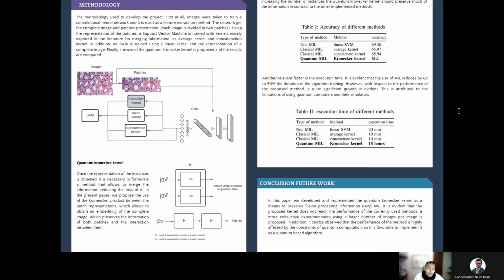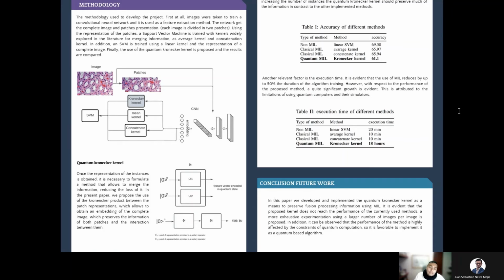Now, our quantum Kronecker kernel. The idea of the Kronecker kernel is that we can represent a whole image with the interactions of the features of the representation of patches of that image, or better called instances. In the graph, we can see a circuit that can be used to represent that kernel. U1 represents a unitary operator that encodes the representation of the first patch, and U2 encodes the representation of the second patch.